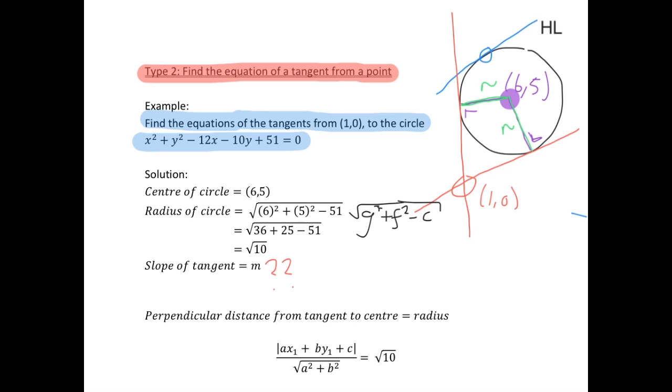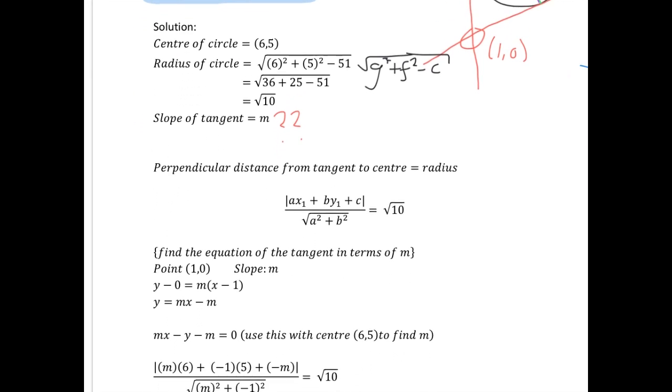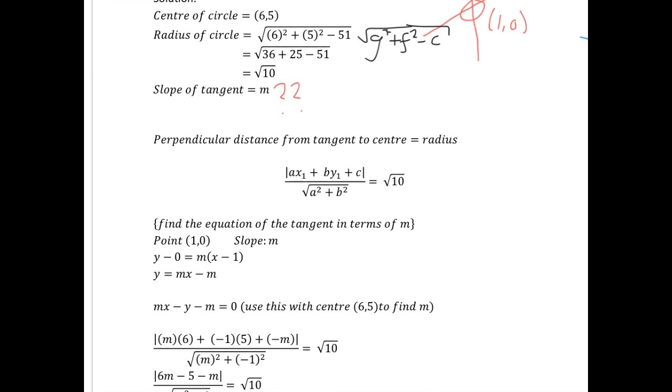Well, like I said before, the radius length to each of the tangents is the perpendicular distance, because tangents are always perpendicular to the line through the center. So this perpendicular distance here in green has to be equal to that radius. So that's what we do down here. The perpendicular distance from the tangent to the center is equal to the radius. So our perpendicular distance formula is going to be equal to our radius, which we worked out above is root 10.